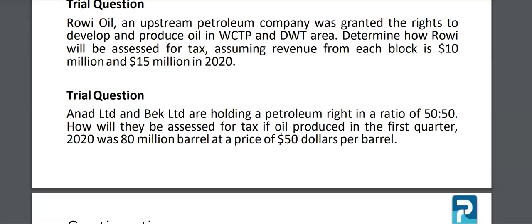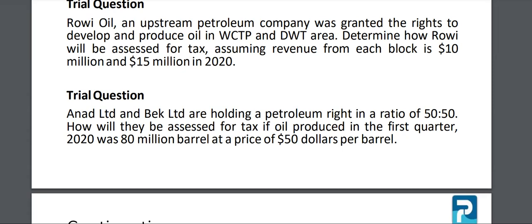Okay, so I think with this two, the tax will be assessed based on ANAD Limited and also the Beck Limited separately. Because when calculating the tax, computing the tax, each should have their own assessable income. So yes, the tax should be separate in this instance too.